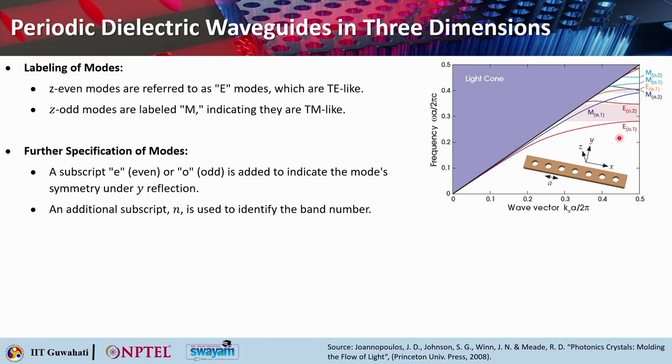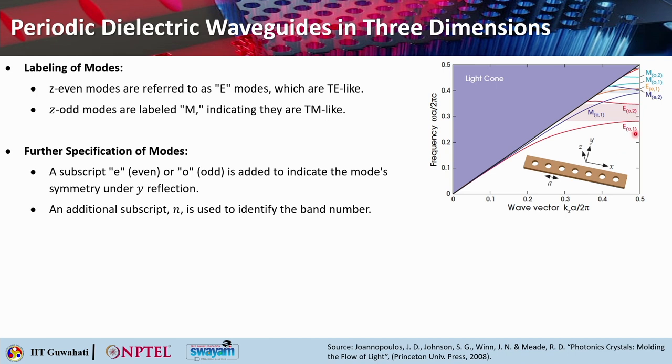Now, how about the subscript? You see o and e written in different places. Here, even and odd indicate the mode symmetry under y reflection, which we have also seen earlier. Based on that, you can identify whether the mode is even or odd under y reflection. The first letters, E and M, are decided based on z reflection, and small e and small o, that is even and odd, are decided based on y reflection.